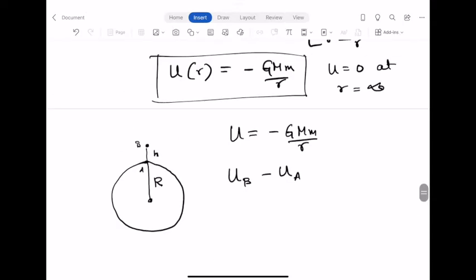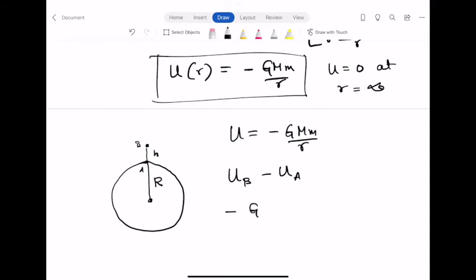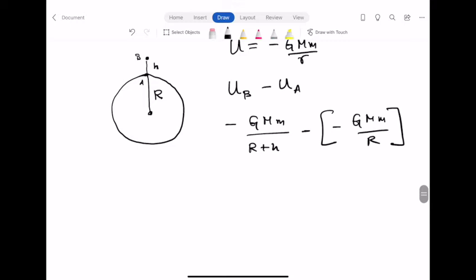All right. So let's put in both UB and UA. So UB would be minus GMm over r plus h, minus UA, which is going to be minus GMm over r, right? All I did was plug in the appropriate distances.